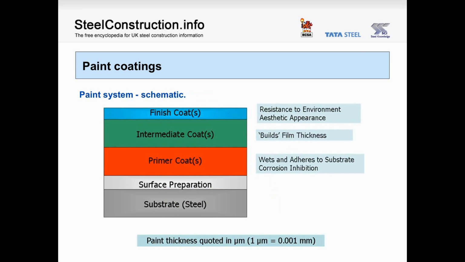Normally, paints are applied, usually one coat on top of another, and each coat has a specific function or purpose. The primer is there to wet the surface and adhere to the substrate, and in some cases corrosion inhibition. The intermediate coat or coats are there to build the film thickness, and the finish coat is there as a resistance barrier to the environment and also may be there for aesthetic purposes. The individual layers are measured in microns, that is 1/1000th of a millimetre. The schematic diagram shows the individual layers comprising a modern paint system.